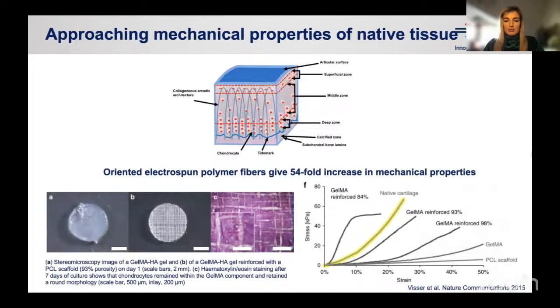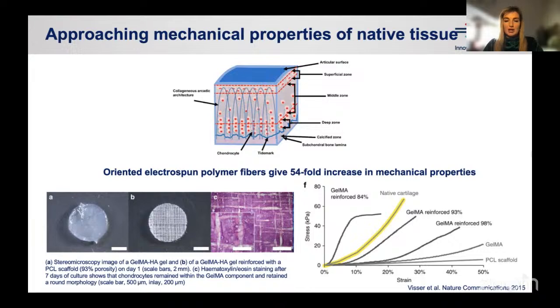And there was a group that published a paper in Nature 10 years ago. They were testing GelMA, which is gelatin methacrylate scaffolds, together with cells, which were placed on polycaprolactone scaffolds, and they were trying different types of porosities in order to mimic the native cartilage tissue.